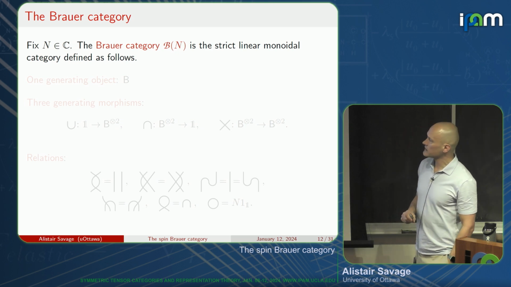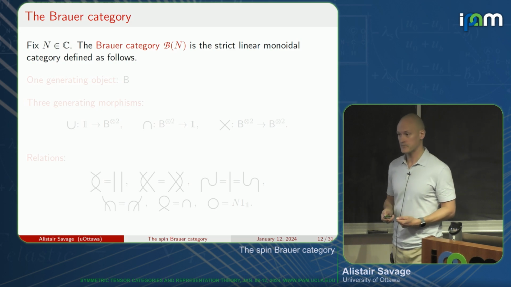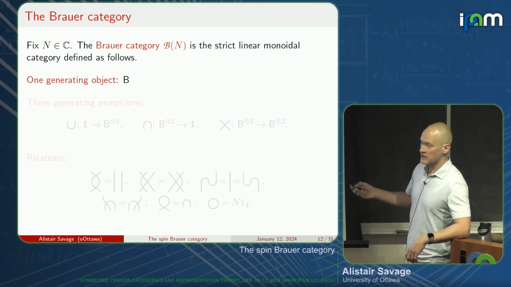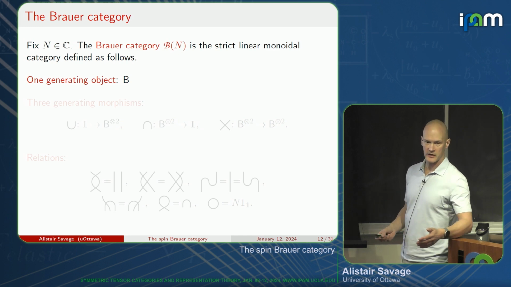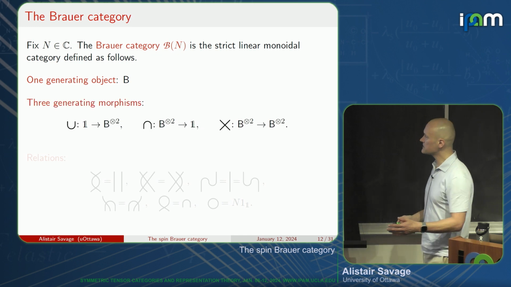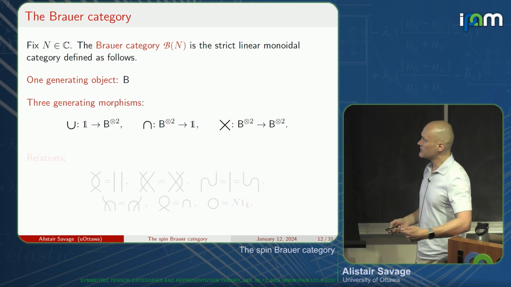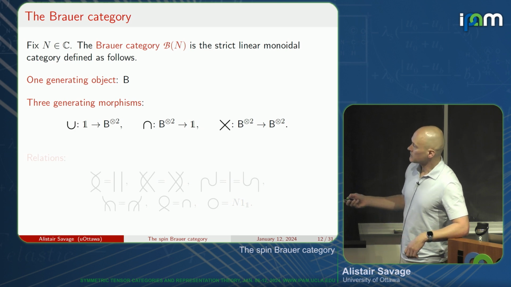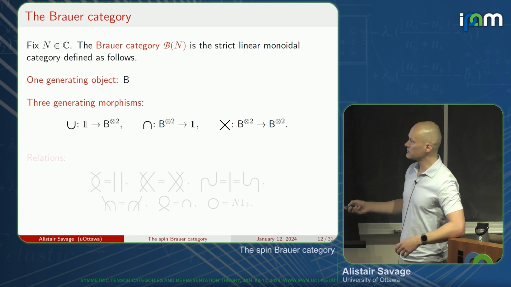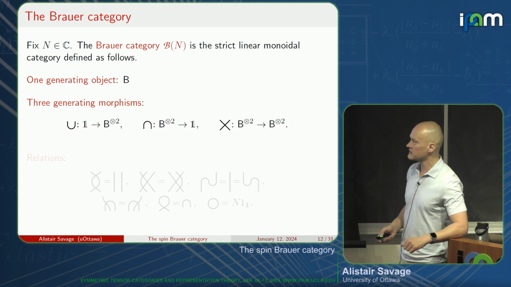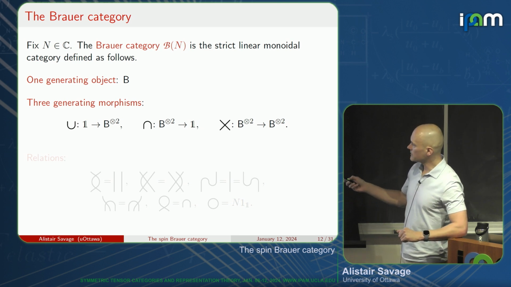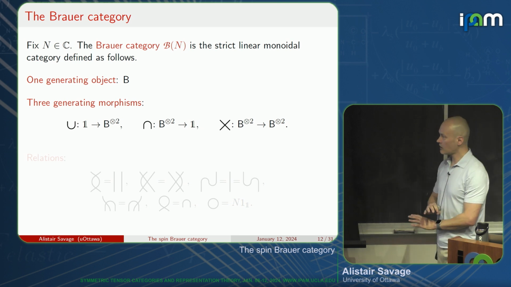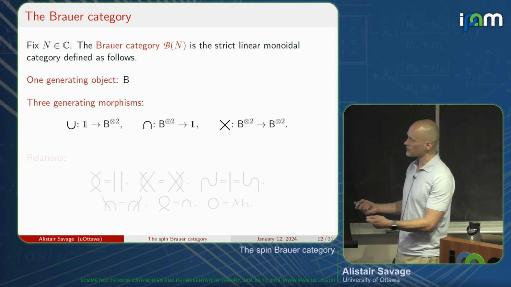So it's a strict linear monoidal category, and I'll give it as a presentation. So we've got one generating object B. So all the objects in this category are just tensor powers of this generating object B. And then all the morphisms are built out of just 3 pieces. So we've got cups, caps, and crossings. So the cup goes from the unit object, because there are no strands at the bottom, to 2 copies of this generating object. The cap goes the other way, 2 copies to the unit. And then the crossing goes from B squared to B squared. So all the morphisms are built out of this via tensor product and composition.